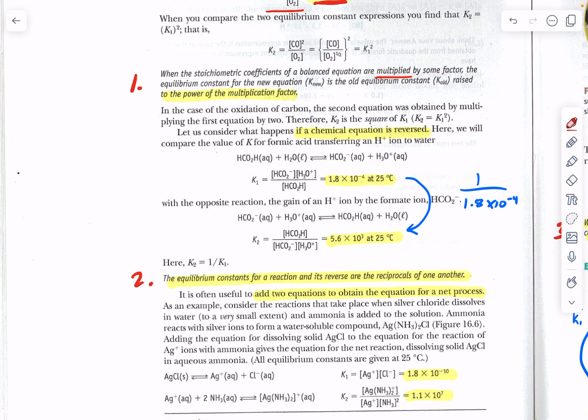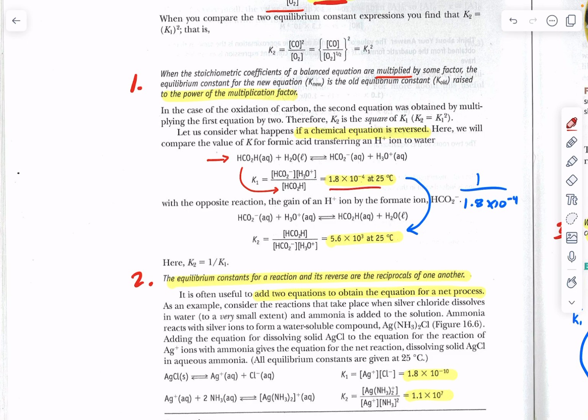Now let's look at another example. Let's suppose we have this reaction right here, and we set up our equilibrium constant expression by putting our products in the numerator, and the reactant goes in the denominator. All the coefficients are 1, so all of our exponents are 1, and we find the value.